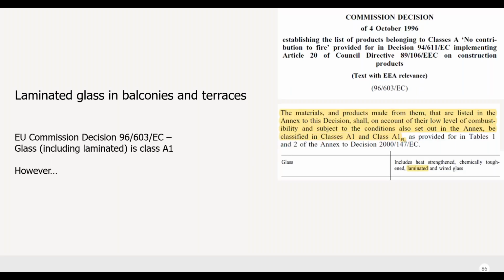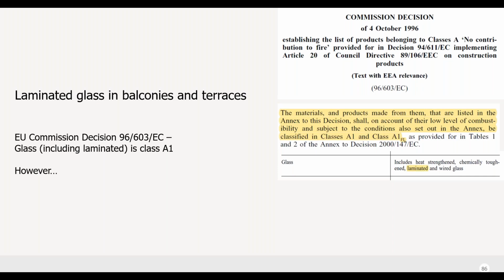According to Regulation 7.2, as a specified attachment, a balcony needs to be mainly constructed of non-combustible materials, i.e. A1 or A2 S1 D0. Now, there is a list of materials that are classified as A1 in the EU Commission Decision 96/603 EC, and laminated glass is included in that list.